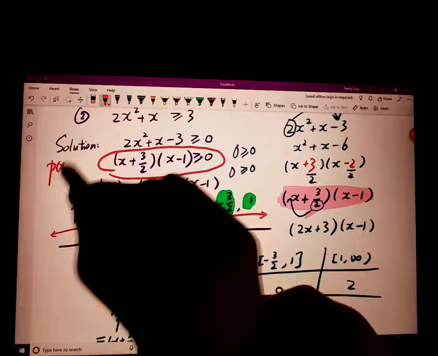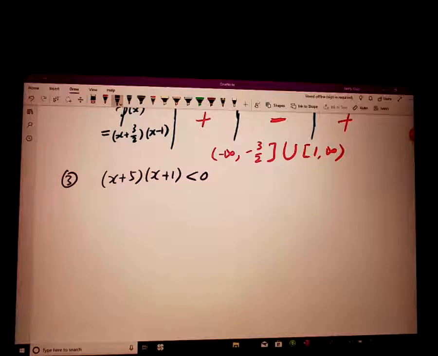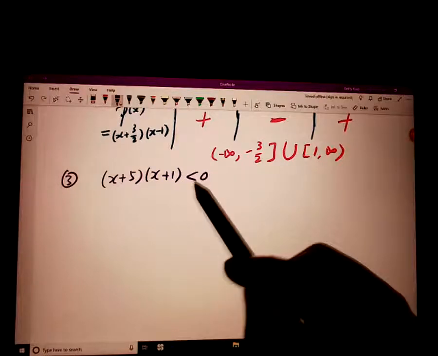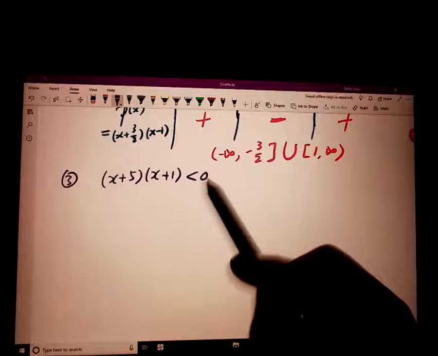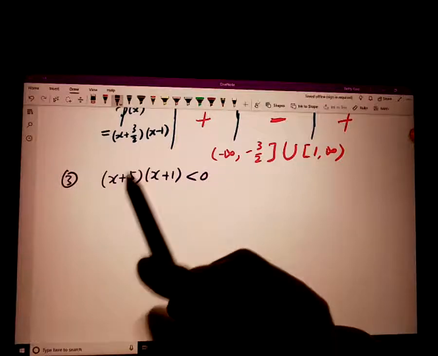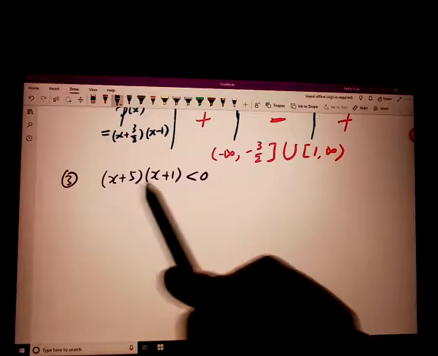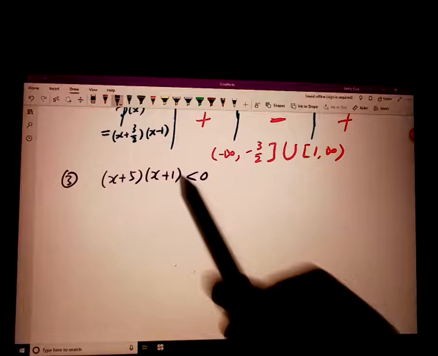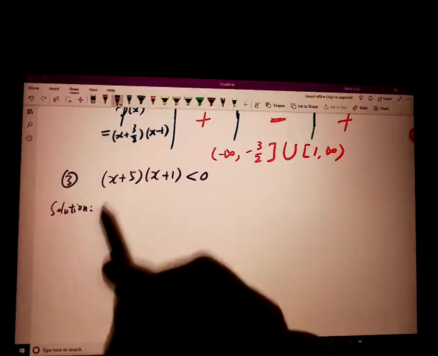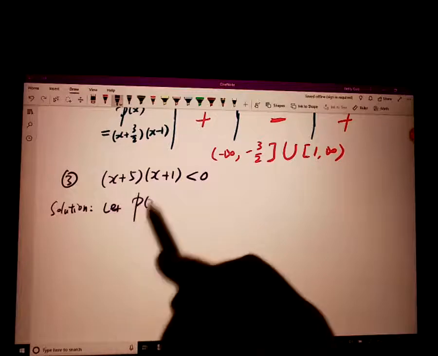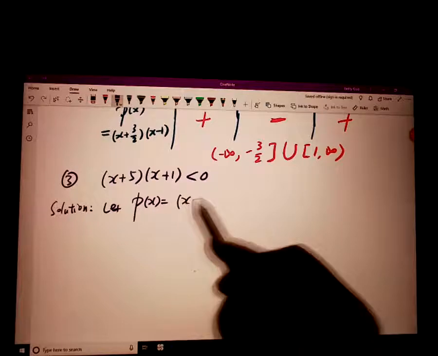We're looking for the intervals over which the inequality holds. The inequality is already in the standard form. When you see one side is 0 and the other side is already factored, that's actually ideal form for applying the sign chart method. So we're going to let p of x be the left-hand side, the quadratic function, x plus 5 times x plus 1.